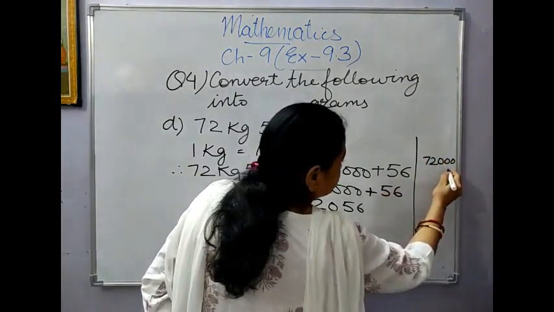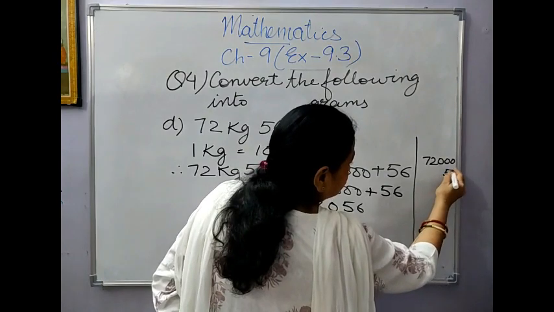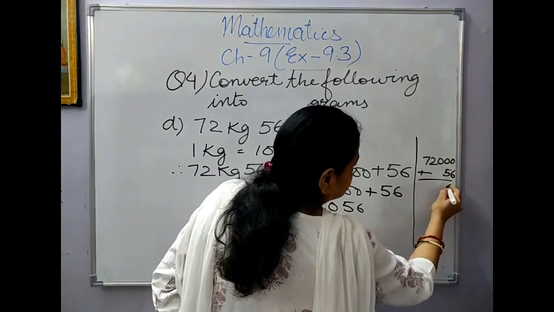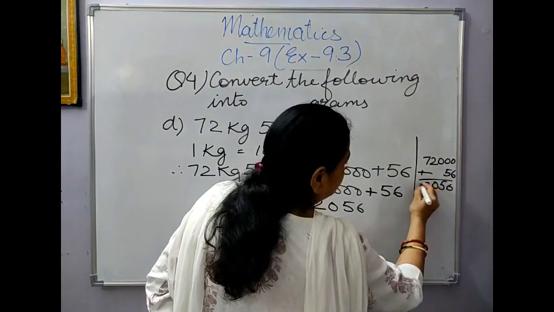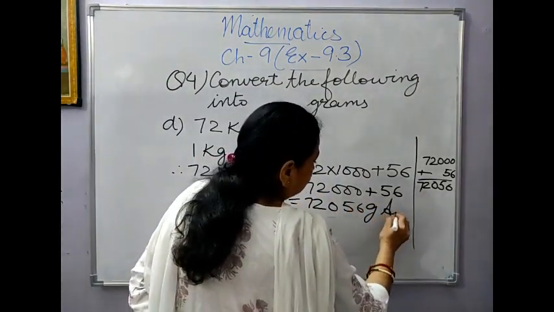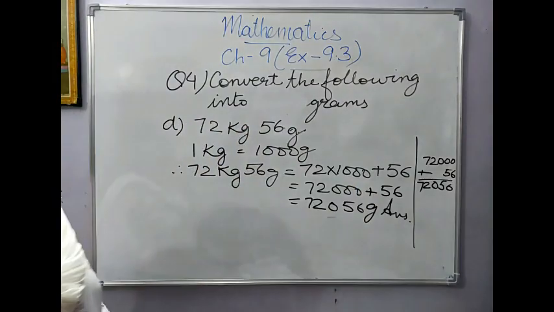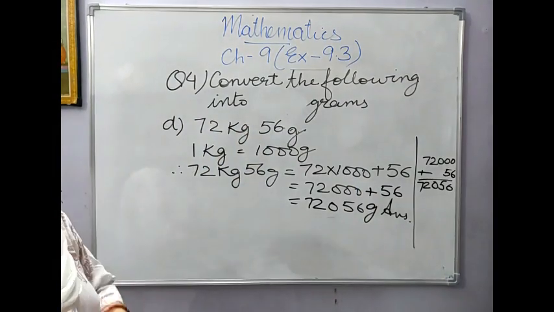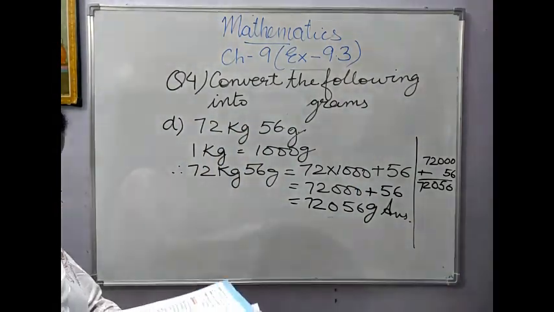72000, 56 ones tens, so we will write ones tens plus 65027, same, and write down the unit, and this is your answer. Have a look, go through it.